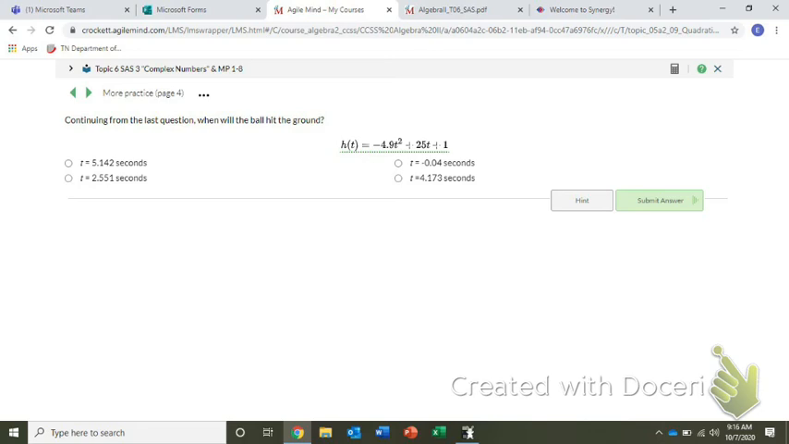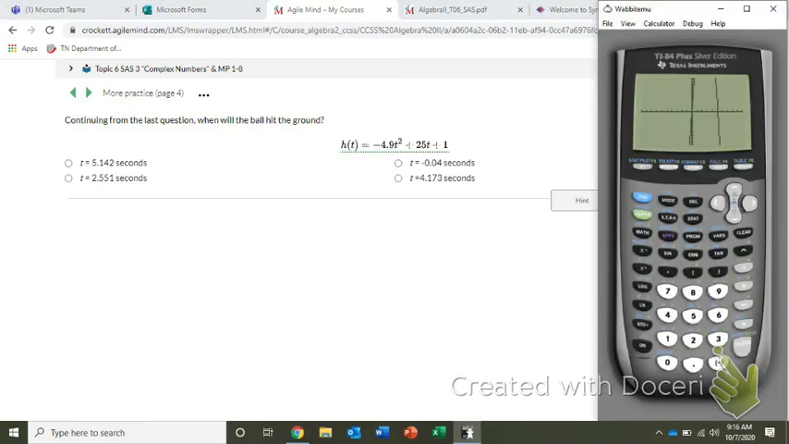Continuing from the last question, when will the ball hit the ground? So, if it's hitting the ground, what height is it at? If you're on the ground, 0. So you go back to your table. Let's see. 0 says 1.